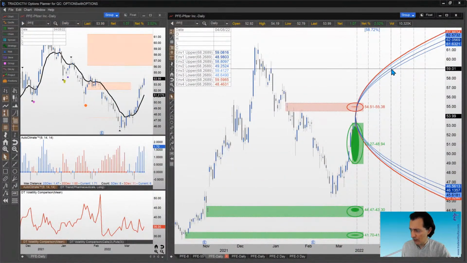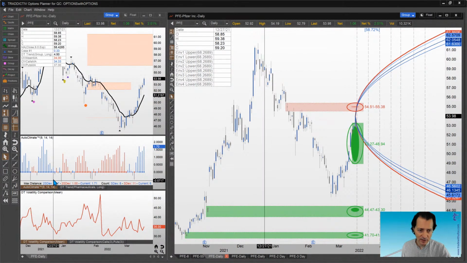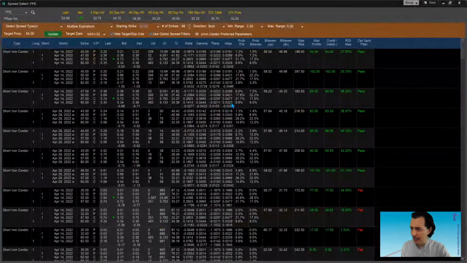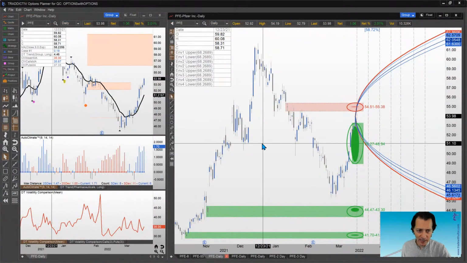Which is not going to work because already April 8 is pointing at 59. So April 14 is pointing at 60 or 61. Okay, so that's disappointing, and therefore, no trade on Pfizer, and we are reaching the top of the hour, so I guess we're going to have to leave it here.